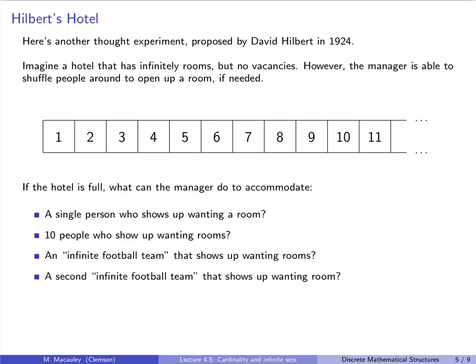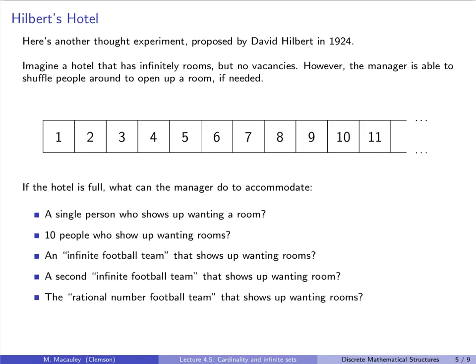Now, if we have a second infinite football team that shows up, we can do the same trick. So this first one says infinity plus infinity equals infinity. And well, the second one doesn't say anything different. We just can keep doing that.